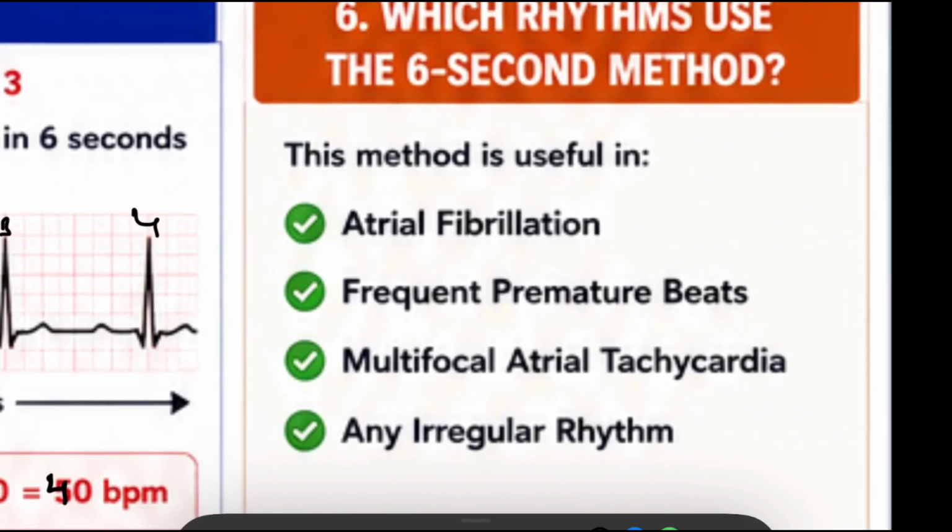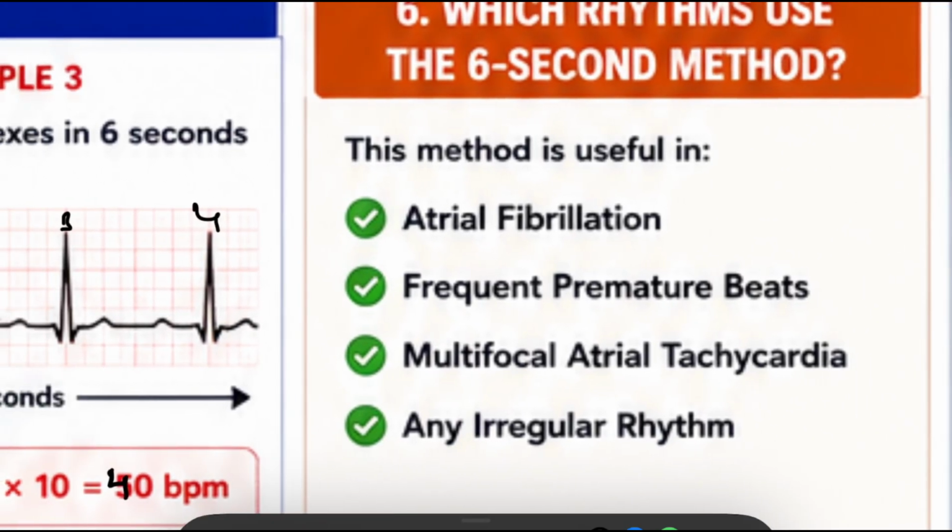So in step 5 you can see here which rhythms use the 6-second method. We will use this 6-second method in atrial fibrillation, frequent premature beats, and multifocal atrial tachycardia, and wherever there are any irregular rhythms.